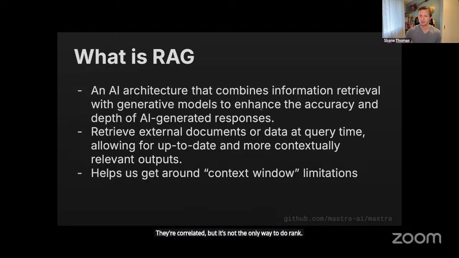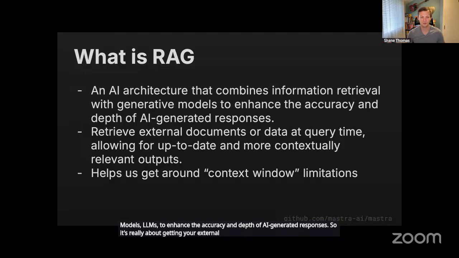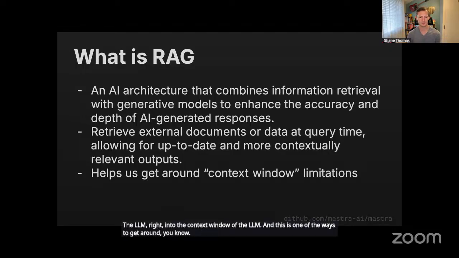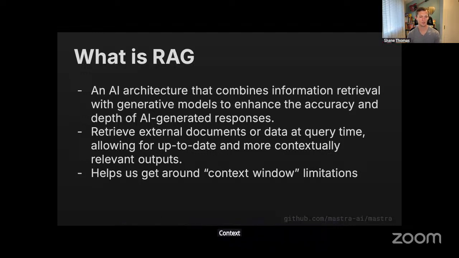So what is RAG? It's an AI architecture that combines information retrieval with generative models, LLMs, to enhance the accuracy and depth of AI generated responses. So it's really about getting your external data into the context window of the LLM, right? This is one of the ways to get around context window limitations. If you go back a year ago, context windows were very small. It was critically important to use RAG.